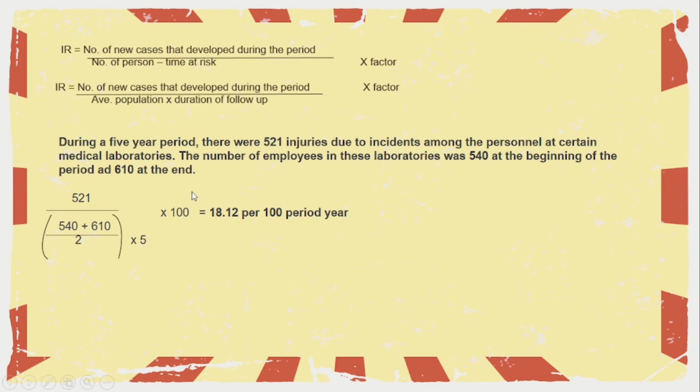And then, our factor is 100 kasi tinan mo naman yung magnitude mo nasa hundreds lang. So 100. And then 521 divided by the average nito times 5 and then multiply mo lang sa 100 na factor mo. The result will be 18.12 per 100 period. Again, pagka binigyan ka ng population na dalawa, kukunin mo lang yung average niya. And then same goes pag binigyan ka pa ng isa pang population, kunin mo lang yung average nung tatlong population. And then multiply mo lang sa duration ng follow-up. Okay? Clear po ba tayo doon?